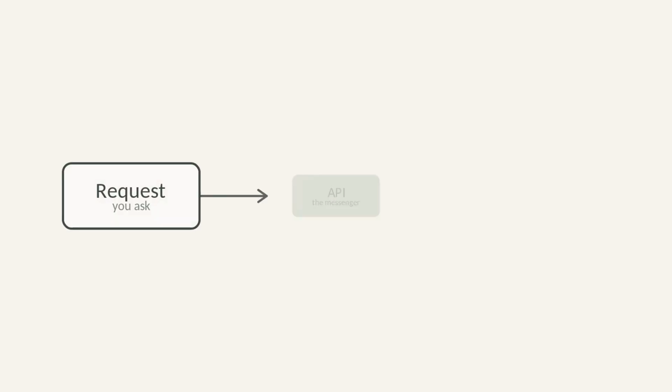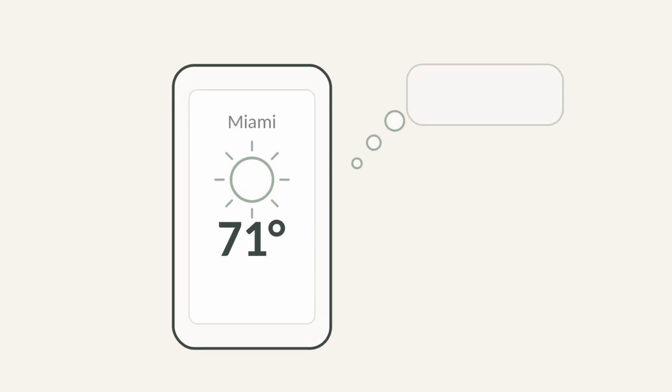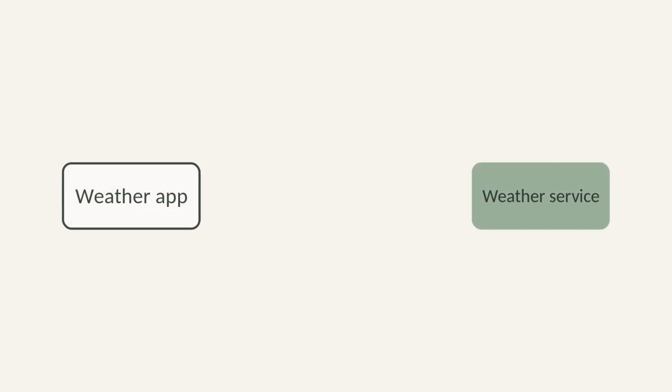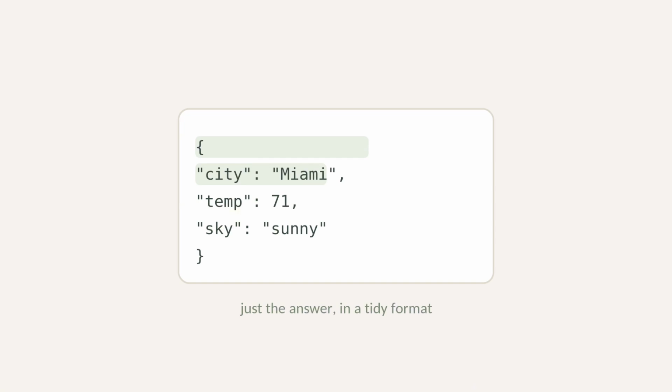Let's look at another example, a weather app. It shows 71 degrees in Miami. But where does that number come from? The app didn't measure it. It doesn't have a thermometer. What it can do is ask. The app sends a request through a weather API: what's the temperature in Miami? The weather service sends back the answer: 71 degrees, sunny. The app shows it on your screen. That's it. The app made the request, the API carried it, and the answer came back.